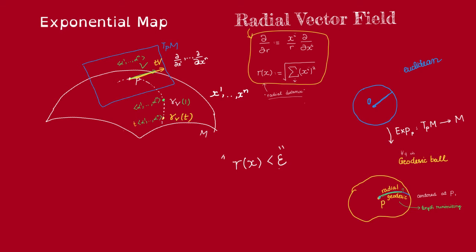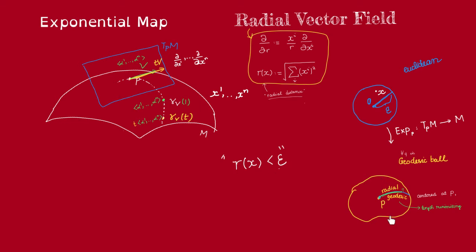Now, in Euclidean space, observe that r is just the distance to the origin. So to say that r(x) is less than epsilon means that x lies inside the open ball of radius epsilon centered at the origin. Now, how about on a normal coordinate chart in a general manifold? Remember, these notions, the radial distance function and radial vector fields, are defined with respect to a choice of normal coordinates. So let's say we have a normal coordinate chart centered at a point P on a manifold. Now, what are the points on this manifold whose radial distance is less than epsilon?